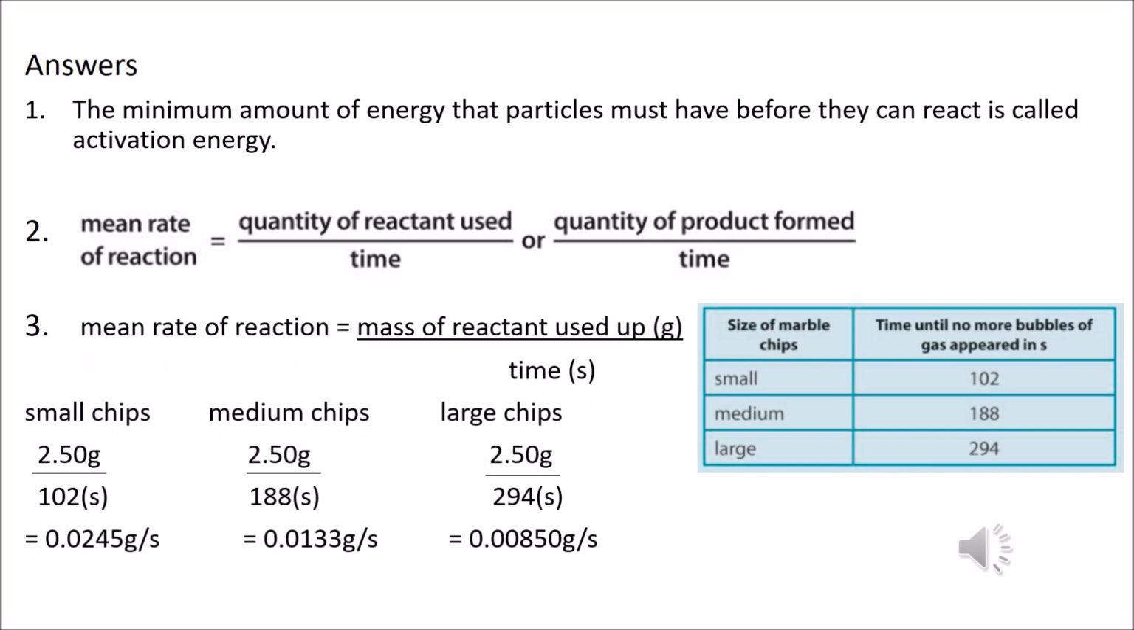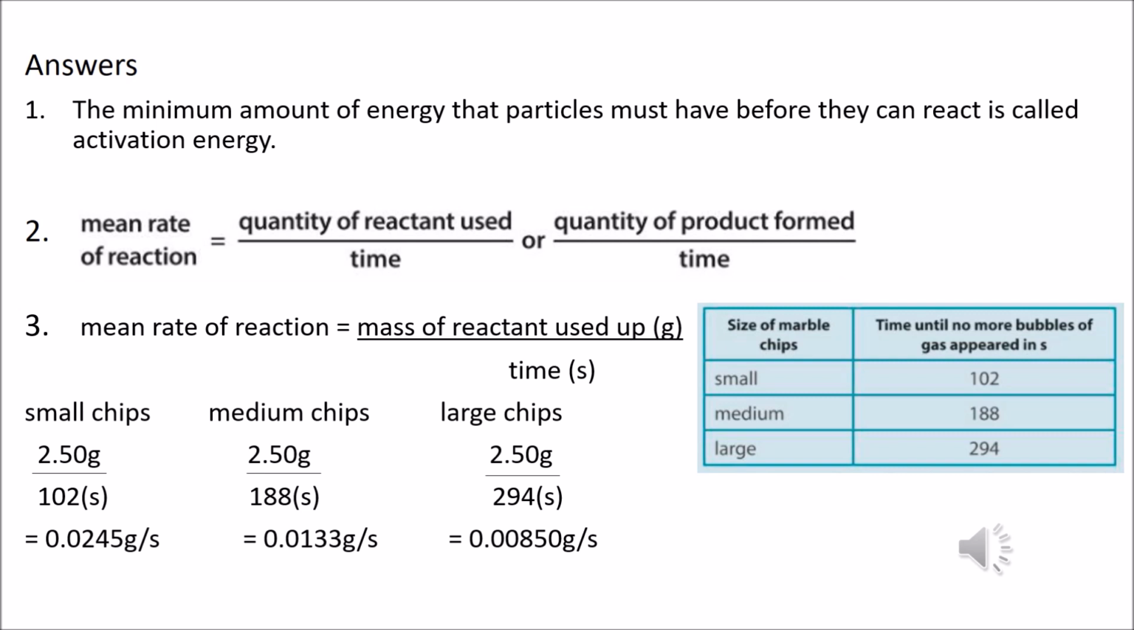Right, the answers for the quick quiz are displayed on this slide over here. So the answer for activation energy is the minimum amount of energy that particles must have before they can react. The formula to work out mean rate of reaction. Remember, there are 2 formulas you can use. Quantity of reactant used, divide that over time, or quantity of product formed, divide that by time.